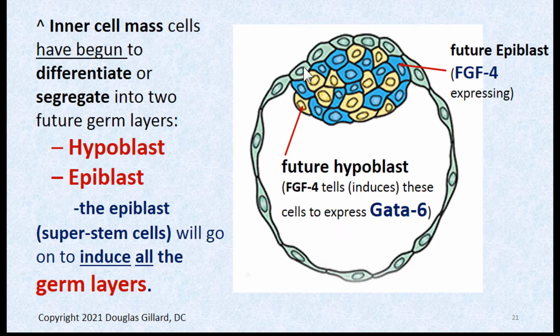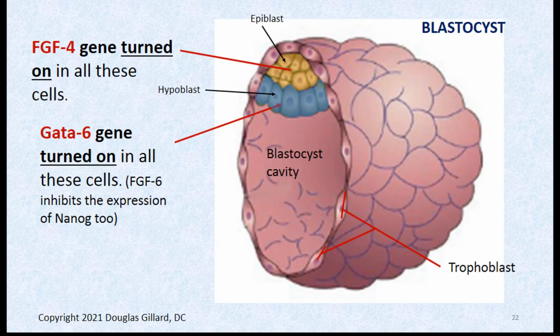Although, did I mess up the colors? Let's see. Yeah, I got them backwards. My amazing Photoshop skills failed us. But the FGF4 expressing cells are up here at the top. Hypoblast cells are on the bottom. GATA6 expressed here, FGF4 expressed here. Good? All right. And then that created our bilaminar disc.